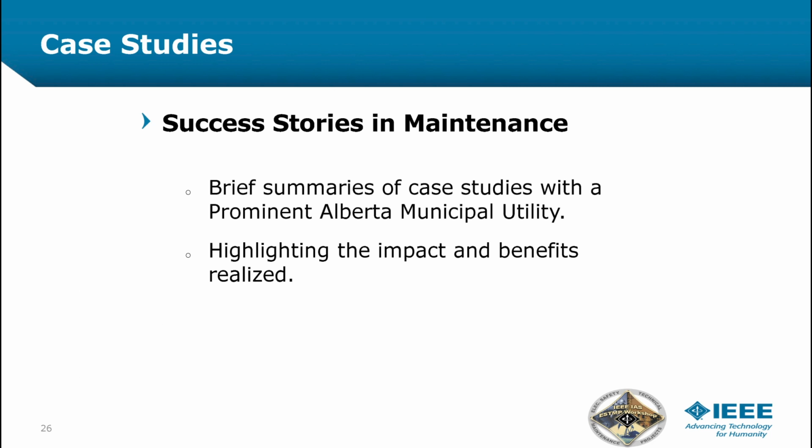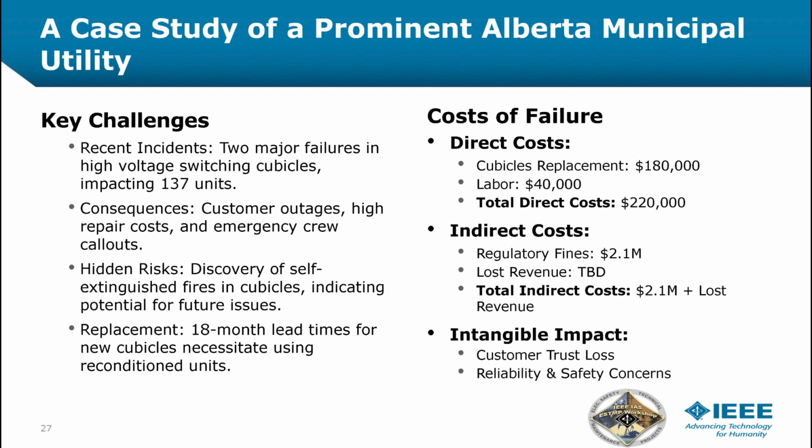We did a case study on a small utility here in Alberta. It highlighted the impact and benefits that were realized by using dry ice rather than solvents and corn blasting. Key challenges. Recent incidents, 2 major failures in the high voltage switching cubicles of approximately 137 units ended up catching on fire and causing an outage.